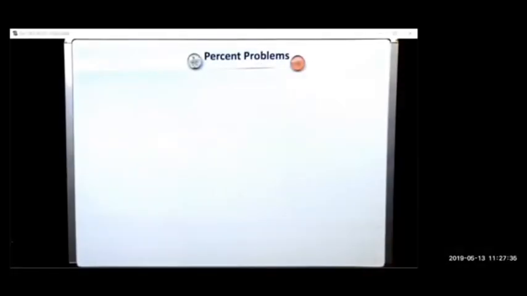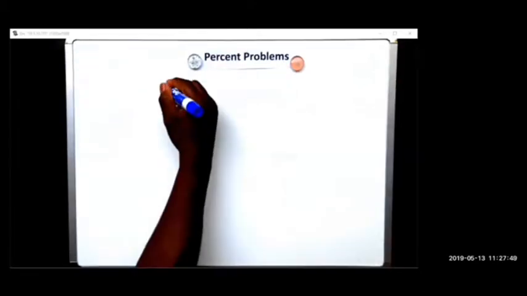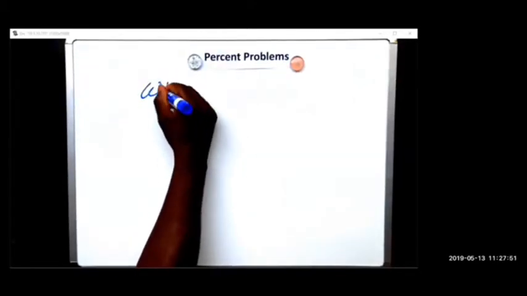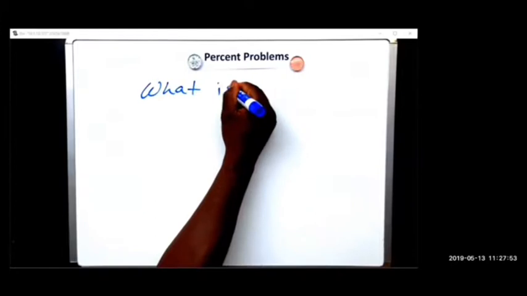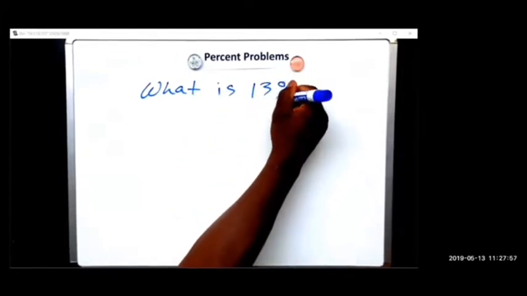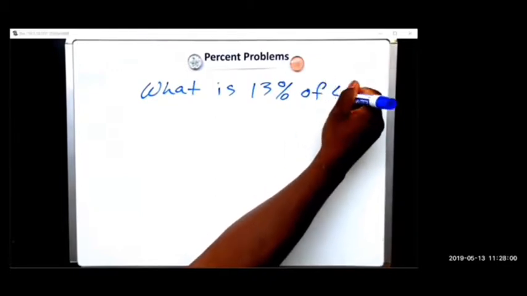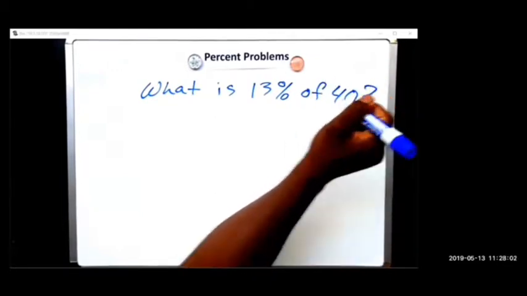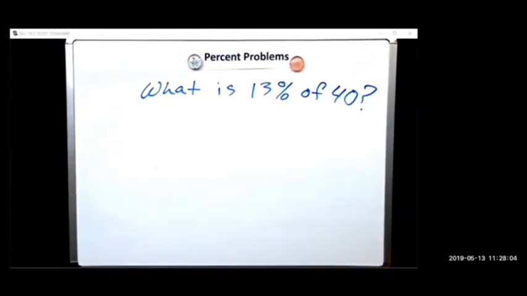All right, let's go ahead. We're going to start with about 3 different percent problems, okay? So let's start with the first problem that says, what is 13% of 40? Okay, so I'm going to write that down. What is 13% of 40?